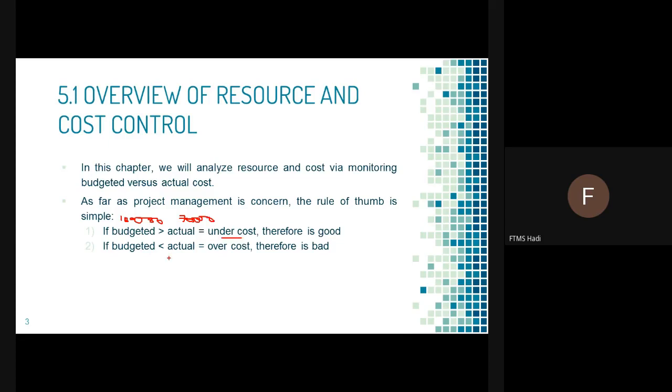And then what happens if budgeted is less than actual? Let's say you budgeted only 100,000, but suddenly the actual cost that occurs was 150,000. That means it's over cost. That means you use more than what you planned. So it is over cost, therefore it is bad. So you need to ensure that the actual is not exceeding the budgeted ones.